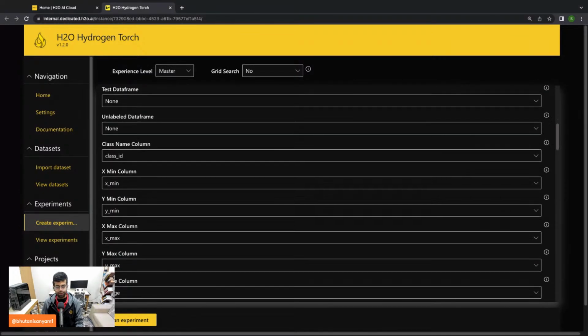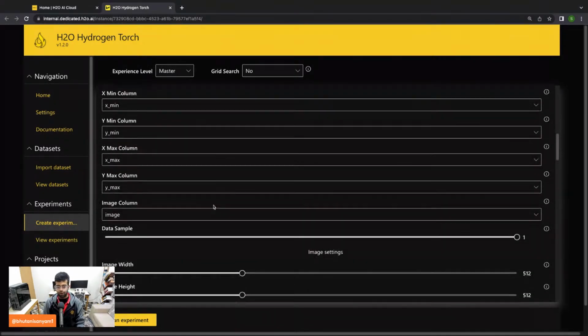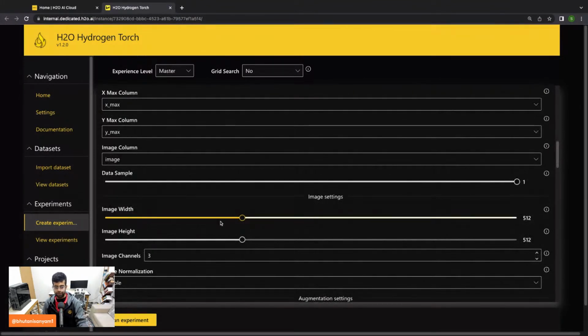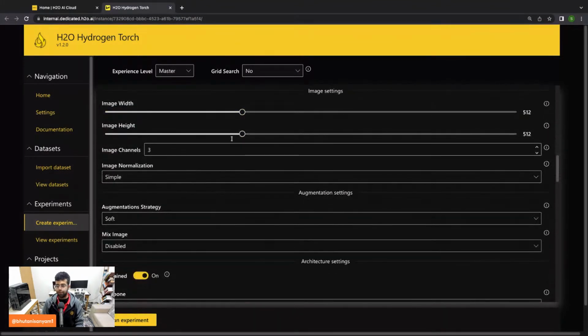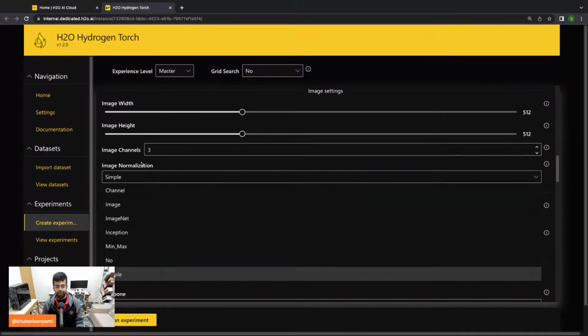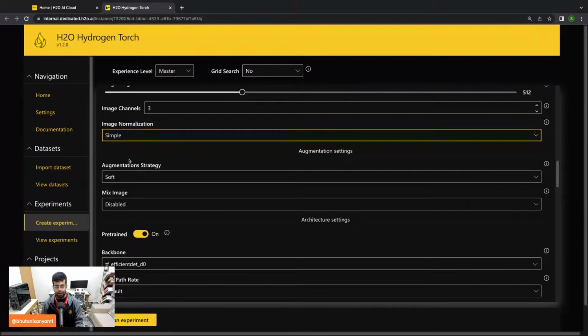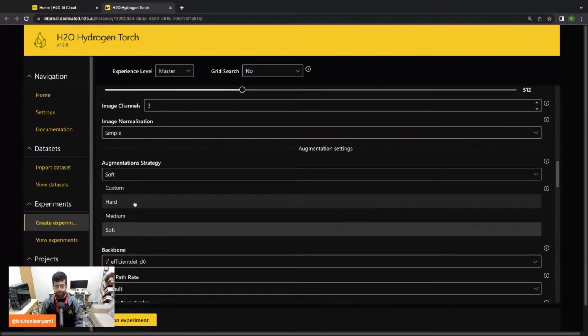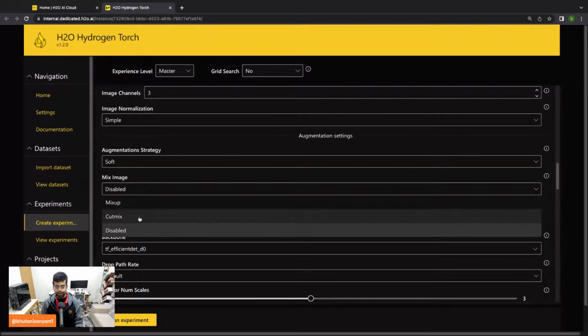And I need to pass in the column that I already identified. I can set the image width and height. I can set the number of channels. So if I was just working with black and white images, I would set this to 1. Or I can set it to 5 if it's like a 2.5D problem as well. It'll identify that. And then I can select the image normalization, select the augmentation strategy, and I can enable CutMix.